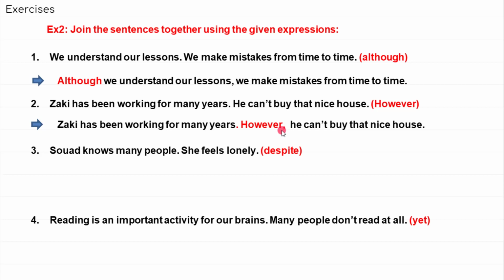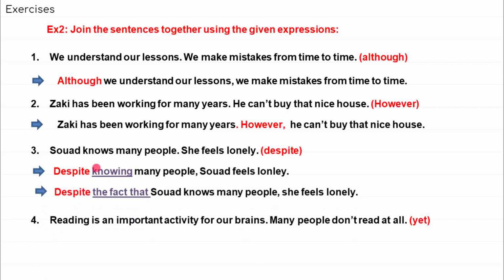Number 3. One way to solve it is using the gerund of the verb know. So we say, despite knowing many people, Suad feels lonely. Another way is using the expression the fact that. Despite the fact that Suad knows many people, she feels lonely.